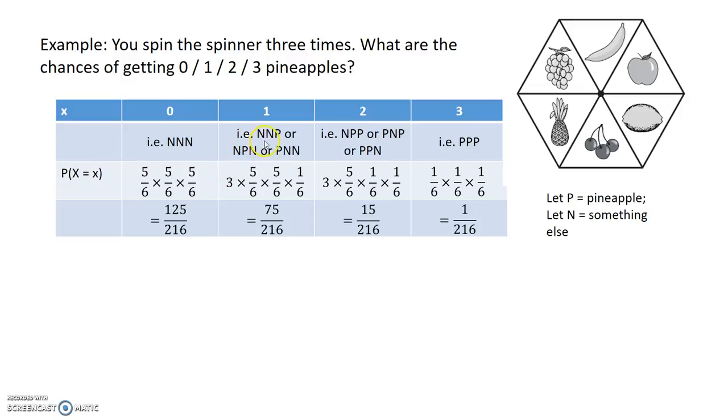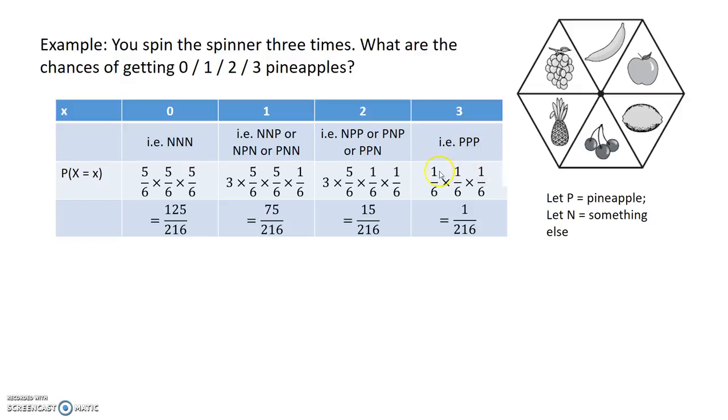Getting 1 pineapple, there are 3 different ways that can happen, and all 3 of them have the same probability because they're independent. So it's 5/6 for not pineapple, 5/6 for not pineapple, and 1/6 for pineapple. Again, there are 3 different ways to do it. And similarly, for 2 pineapples, there are 3 different ways it can happen. And the probability of getting that is 1 not pineapple and 2 pineapples. So it's 5/6 times 1/6 times 1/6.